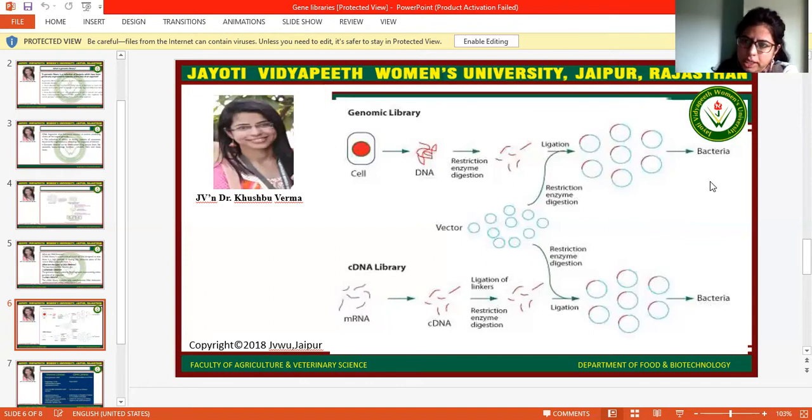So here we get the genomic library, which has DNA molecules in large numbers. But on the other hand, in the cDNA library, we have only cDNA molecules in large numbers. So this is the basic difference about the final product which we are storing. That is the difference between the genomic library and the cDNA library.